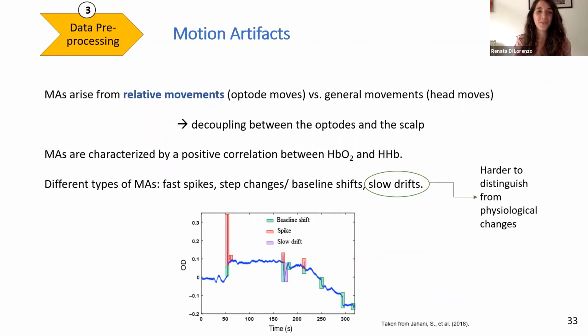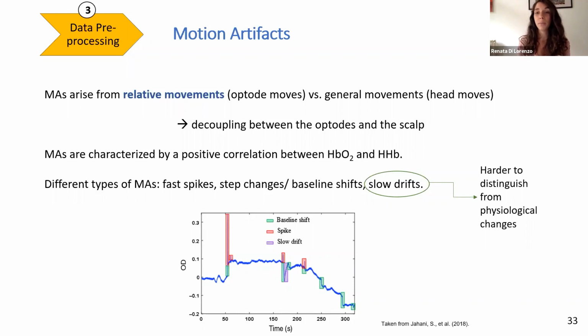Thanks, Paola. So yeah, we move to motion artifacts, and it's nice that, Paola, you mentioned how important it is to define your bandpass. So any kind of filtering, and also how you deal with motion artifacts, is important because they affect your data. Motion artifacts arise from relative movement, so when the optode moves on the skin, when there is decoupling between the optodes and the scalp, as Paola said, versus general movement.